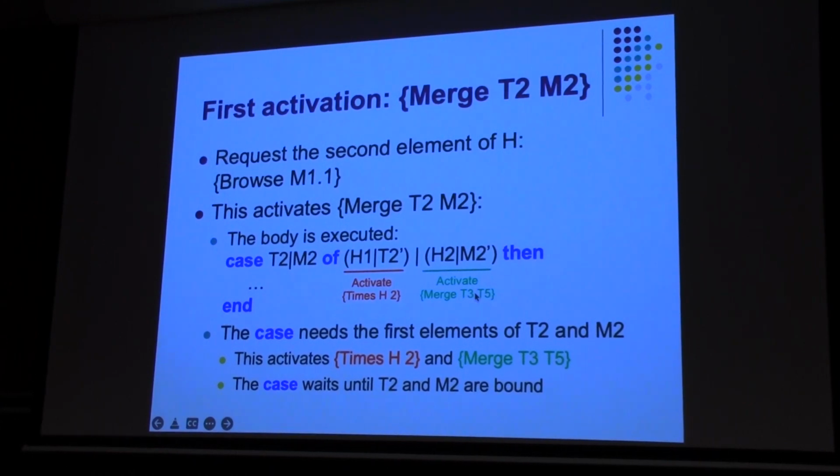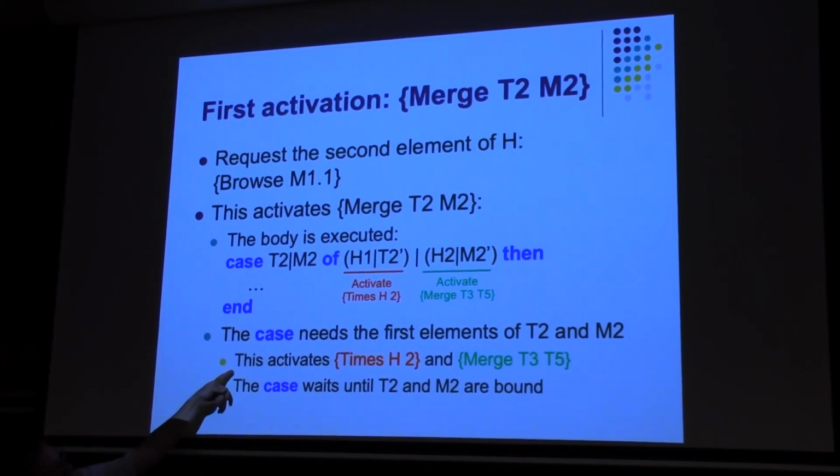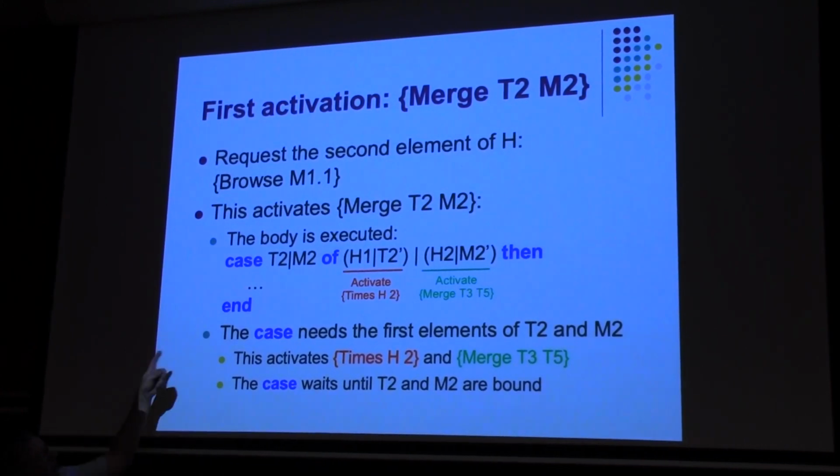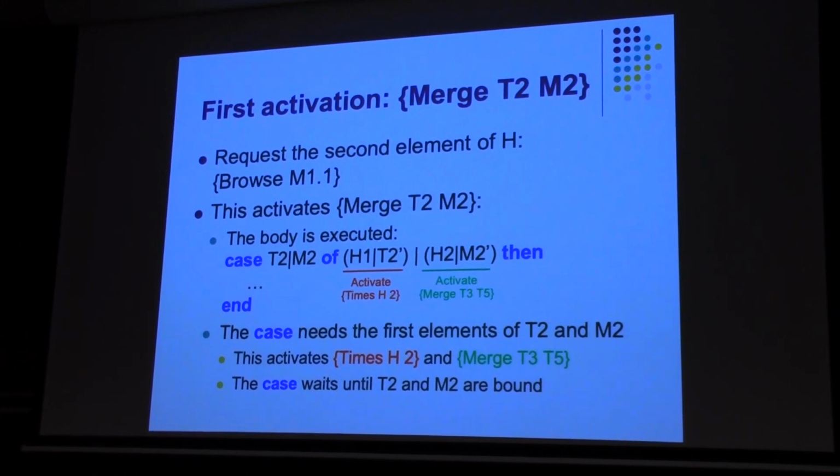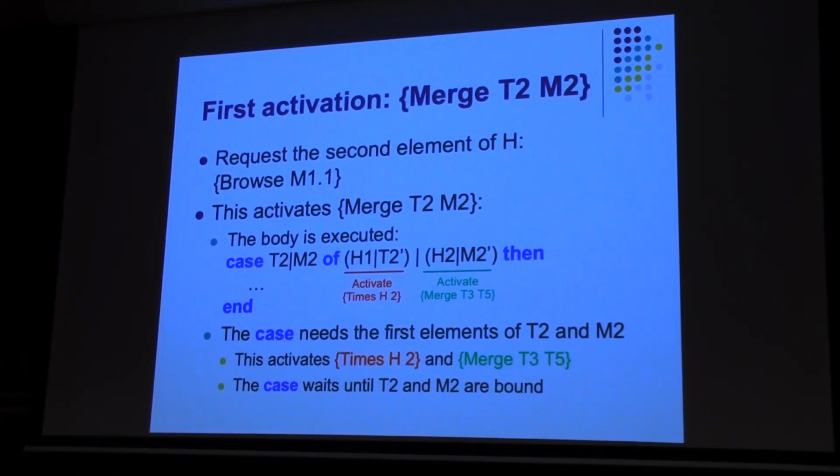So you see there's a chain, huh? I start with M1.1. This activates the merge here. When I execute the body of that one, the case will activate 2 more lazy suspensions. So the case statement needs the first elements of T2 and M2. This will activate the red one and the green one. And what does the case do? Well, the case will just wait. Okay, the case just sits there in its own thread and waits until T2 and M2 are bound.